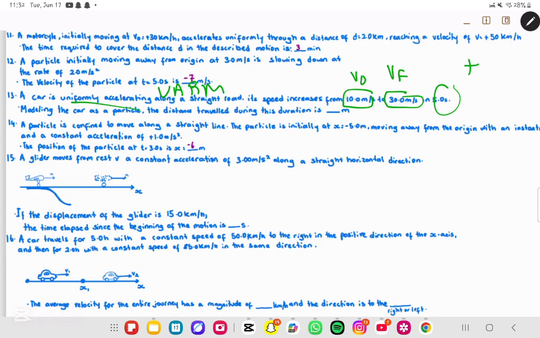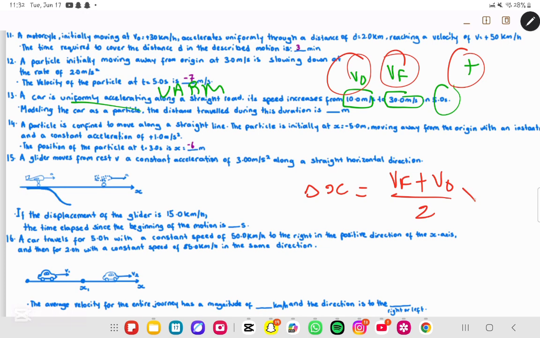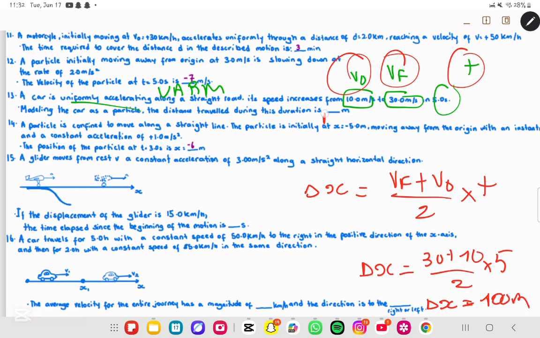Here we need to find the displacement. We have velocity final, velocity initial, and the time. So you'll apply the equation velocity final plus velocity initial over 2 times the time. So delta x is equal to velocity final 30 plus initial 10 over 2 times 5. It's equal to 20 times 5, which is 100 meters. So the answer is 100 meters.